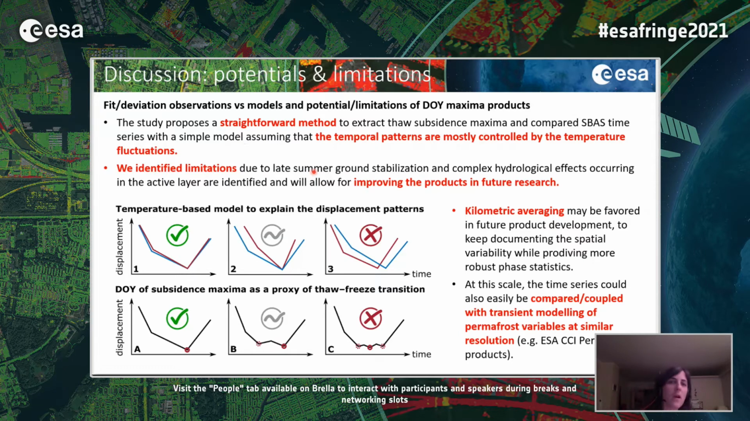For example, due to the late summer ground stabilization, where the ground level flattens, and then the identification of the day of the year is more noisy or more uncertain. This is one obvious limitation.